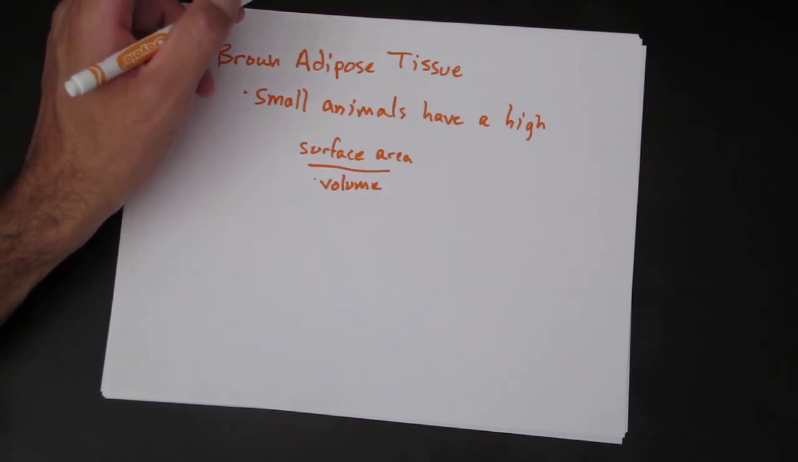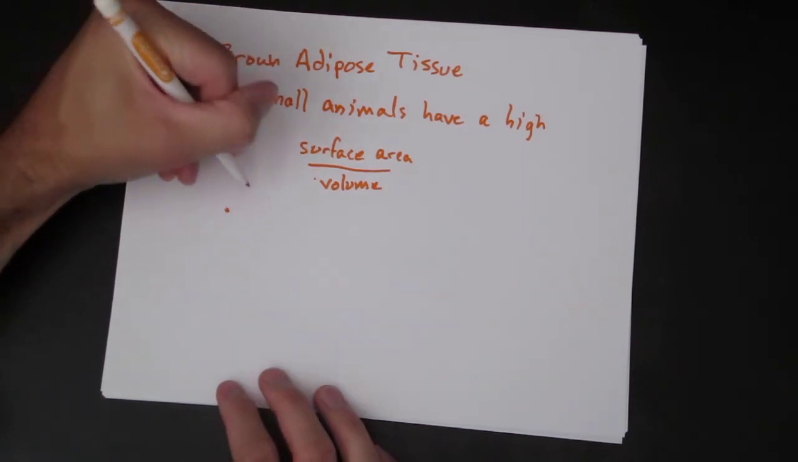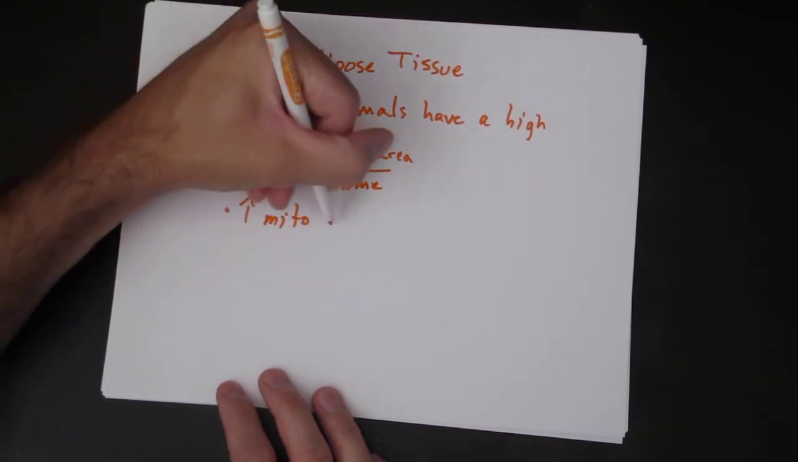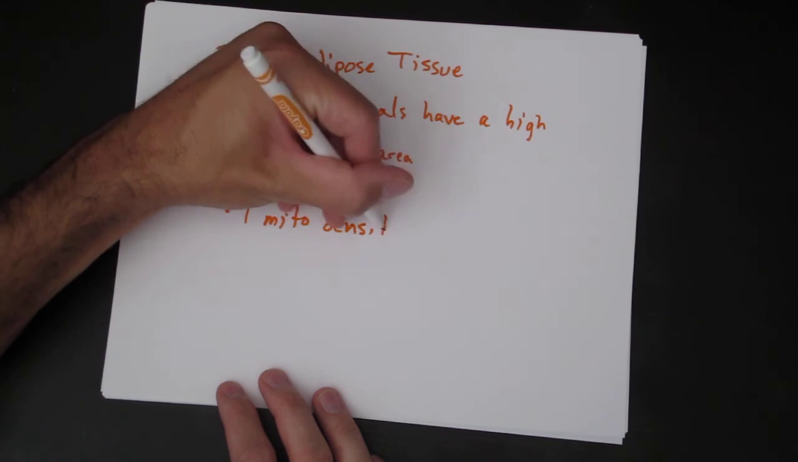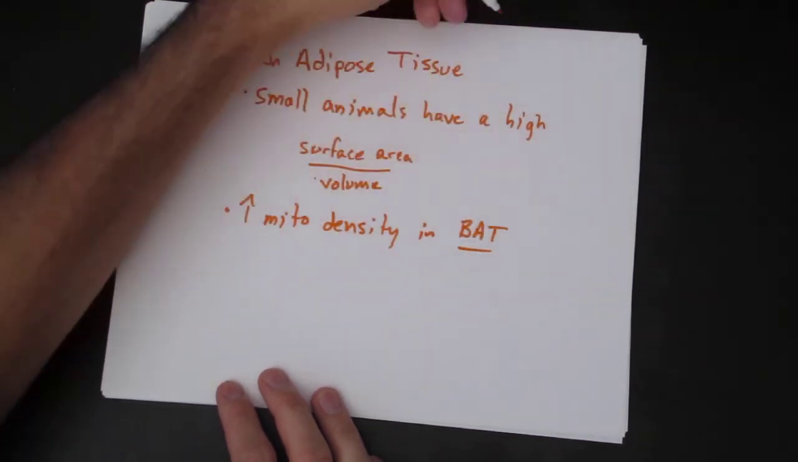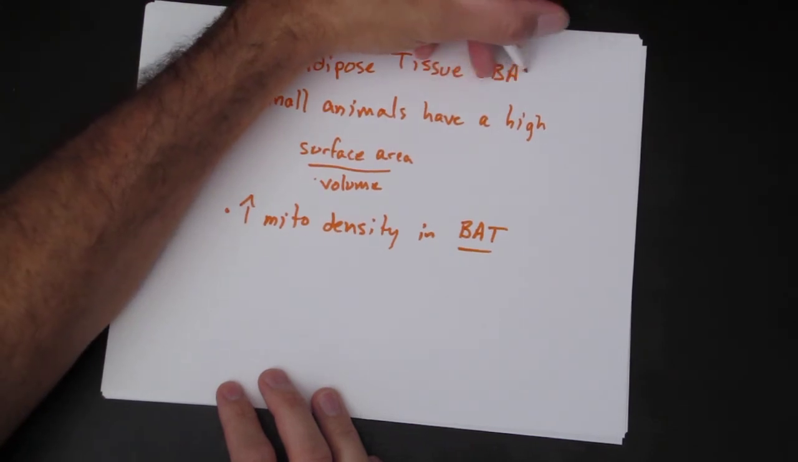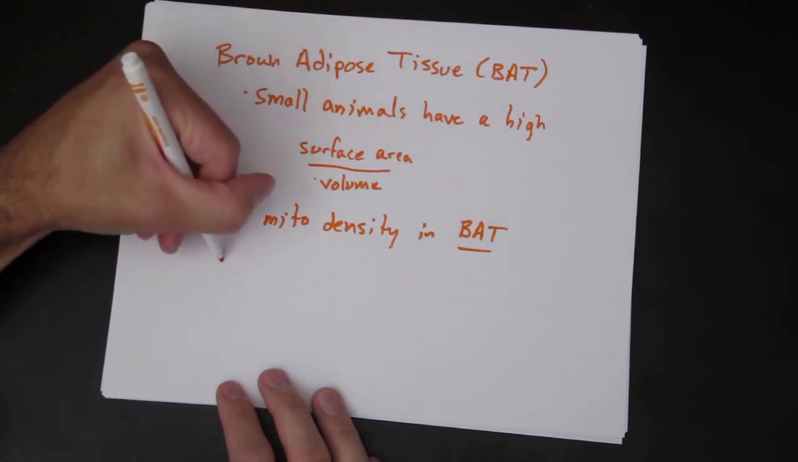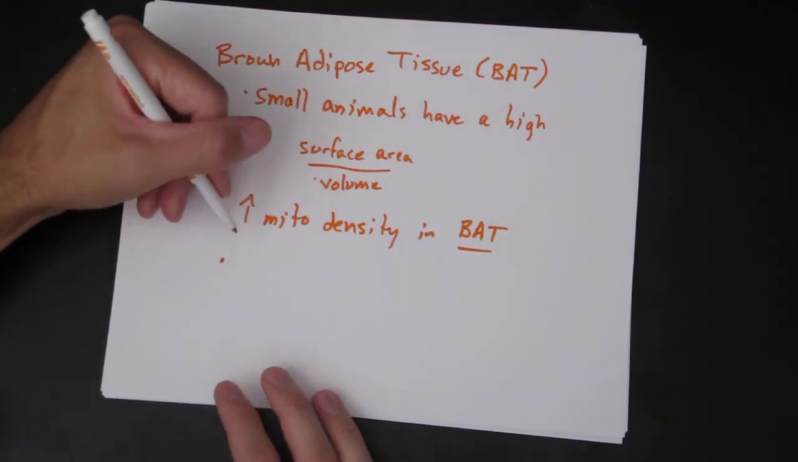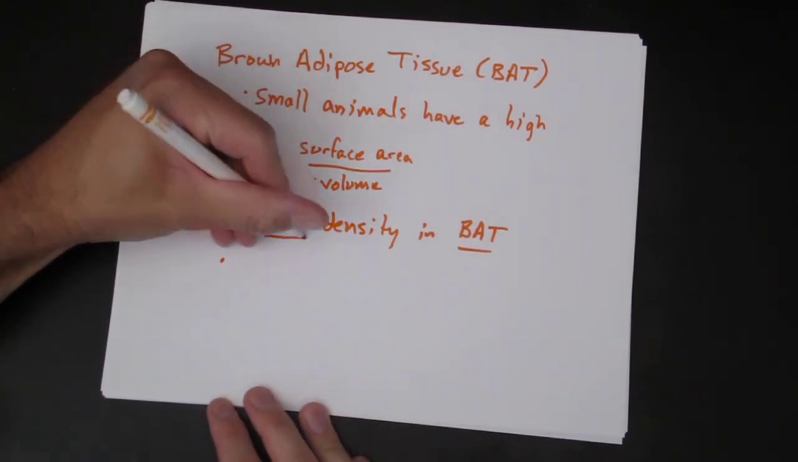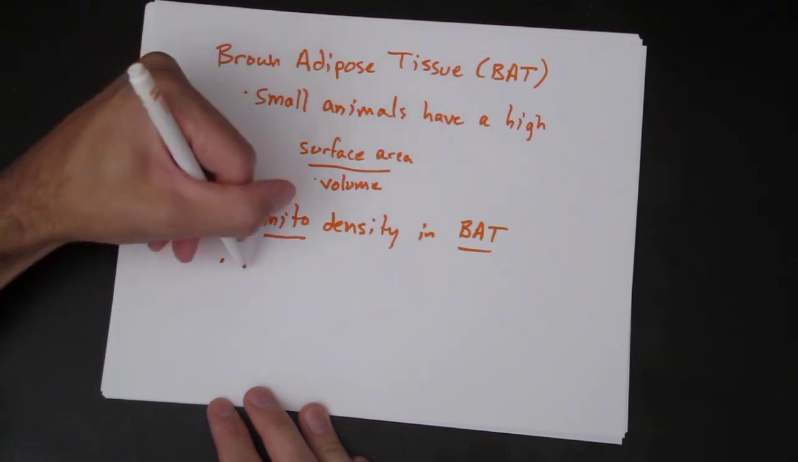Brown adipose is fat tissue that is just jam-packed full of mitochondria. So there's a high mitochondrial density in brown adipose tissue. So brown adipose tissue is BAT. That high mitochondrial density allows us to metabolize the fat at a very high rate. The other thing that makes these mitochondria interesting is that they have very little ATP synthase.